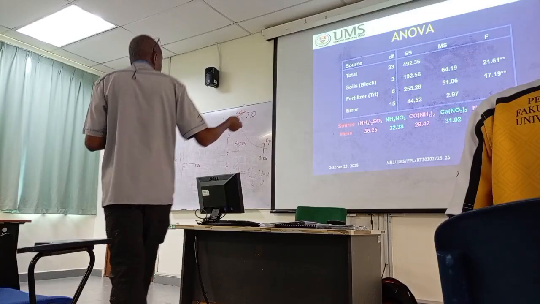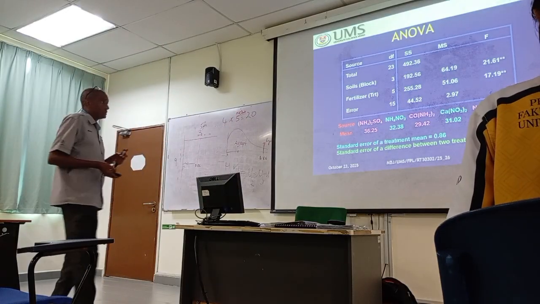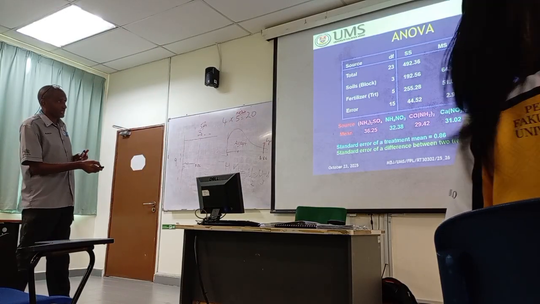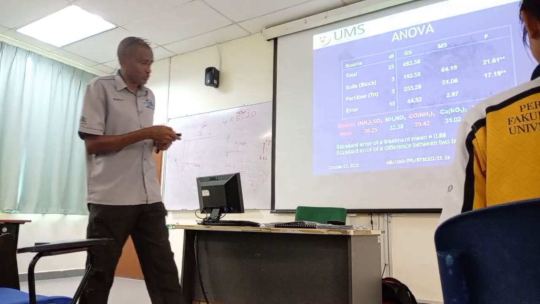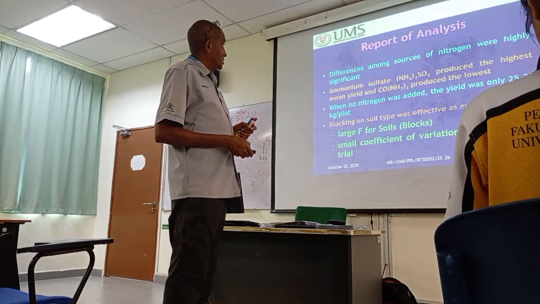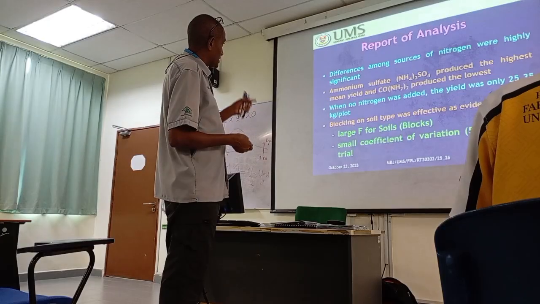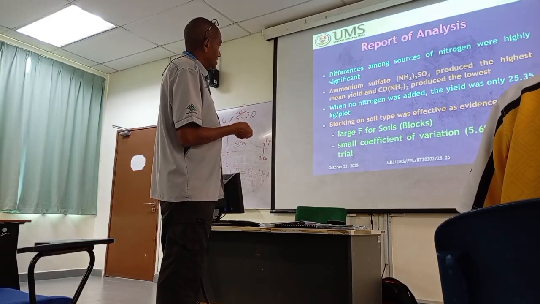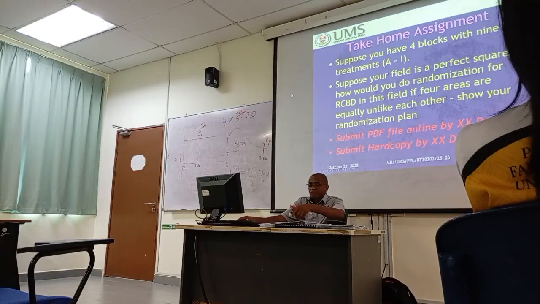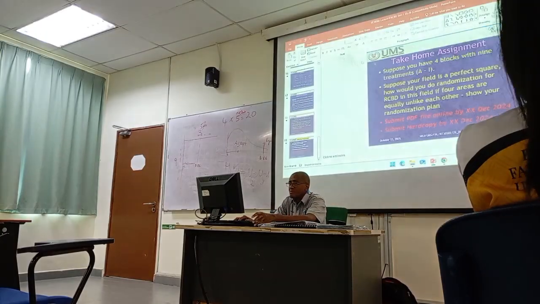Okay, these are the means if you calculate based on the data. Coefficient of variation 5.6 means good. Standard error also 1.22, good. Okay, same thing. We will need to report our data later, which we will learn later. And the last one, next month. Sunday.